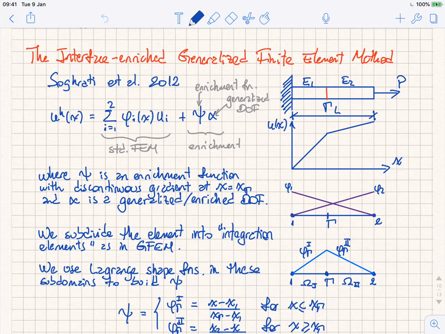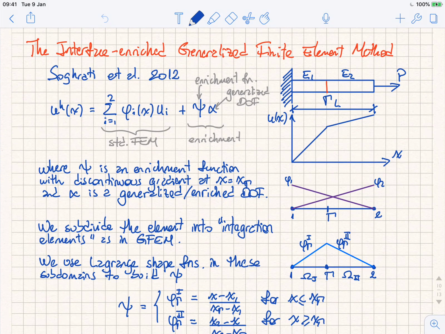Let me briefly summarize what we did last class. So we looked at the interface-enriched generalized finite element method. We saw that this is, in a way, a simpler approach to the modeling of weak discontinuities, right? Remember that a weak discontinuity is a discontinuity in the gradient of the field, right? So the solution has, in a way, a kink. You can represent that as a kink.